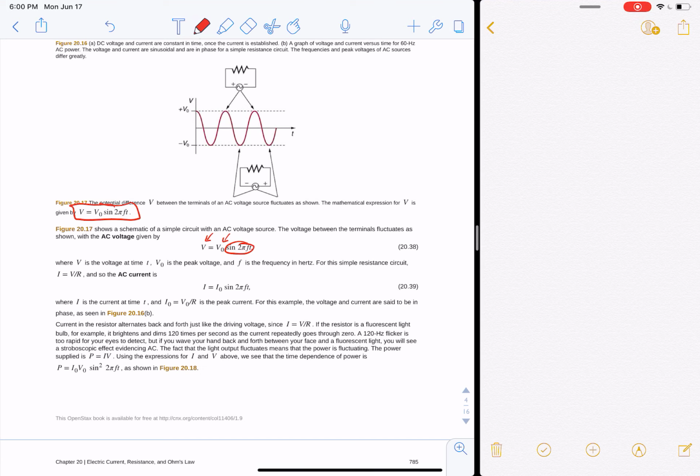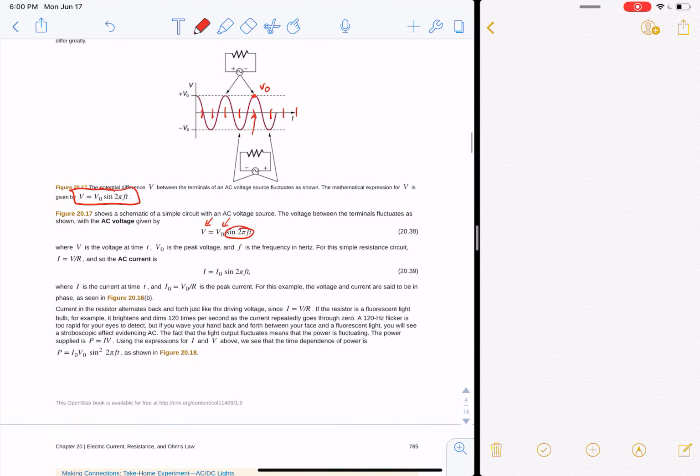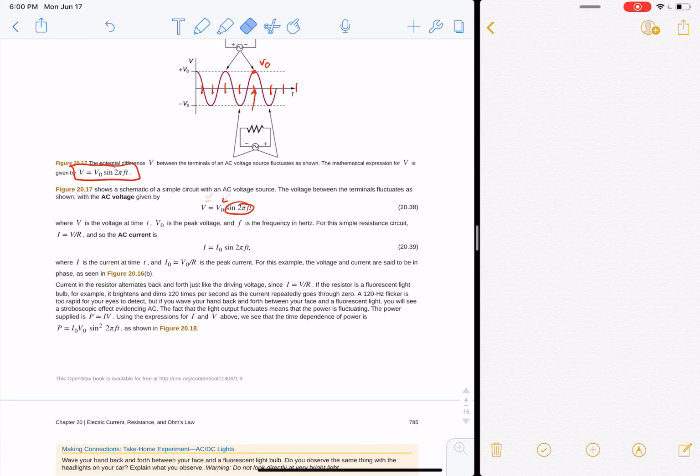So let's say it's 1 minute, 2 minutes, 3, 4, 5 minutes, 6, 7, 8 minutes. After 5 minutes, what's my amplitude? Well, there's a V0 there. So that's my amplitude. So you can measure the voltage at any point using this equation.